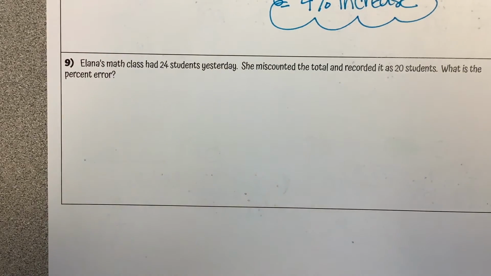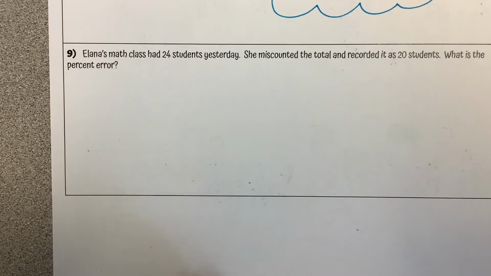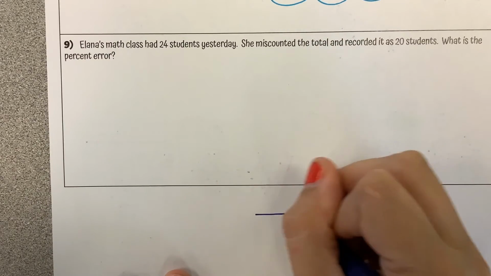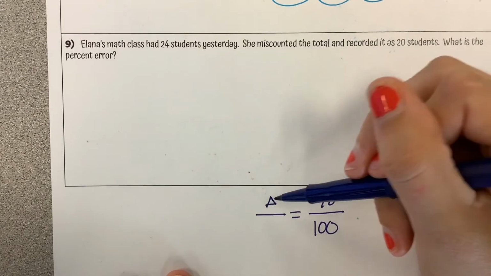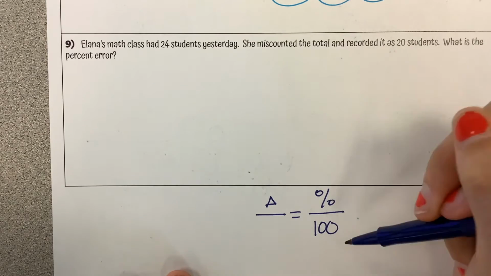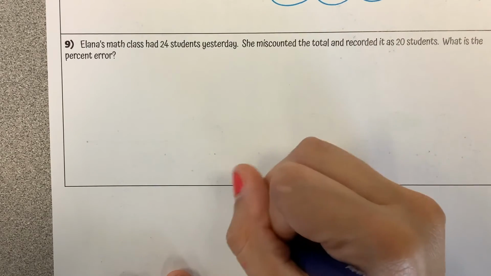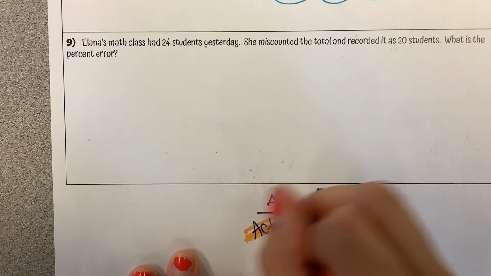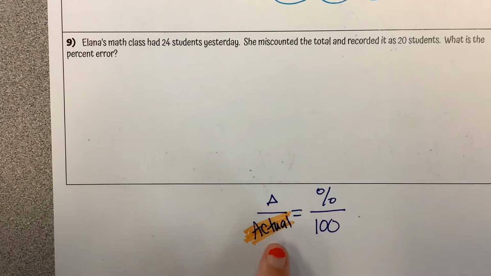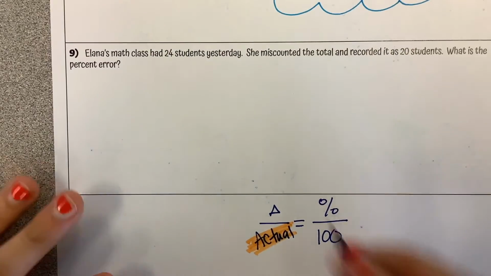Number 9, Elena's math class had 24 students yesterday. She miscounted the total and recorded it as 20 students. What is the percent error? So for percent error, okay, I'm going to write it down here. Basically the same as percent change. Okay, we're still finding the change or the difference. We're solving for the percent out of 100, but this is the actual amount. It's not what number was given originally necessarily. It's what is actually accurate for the problem.